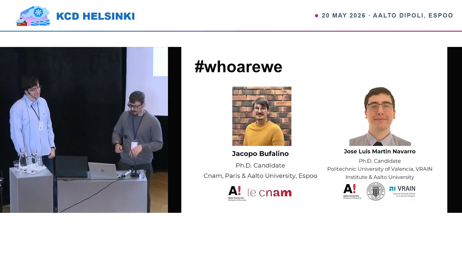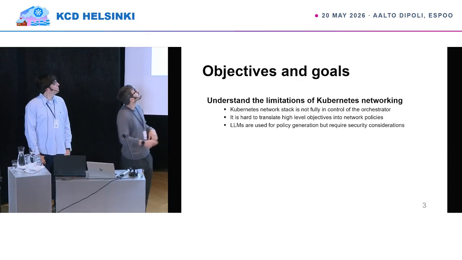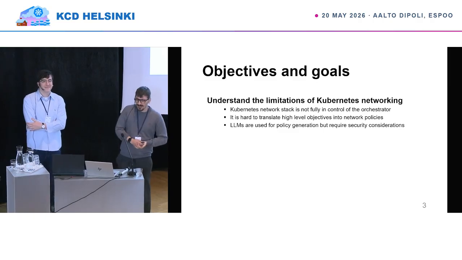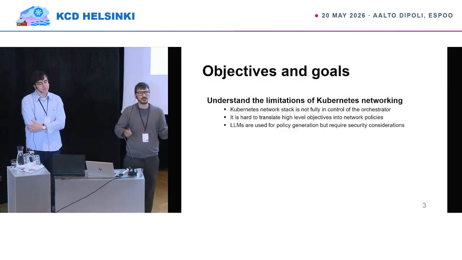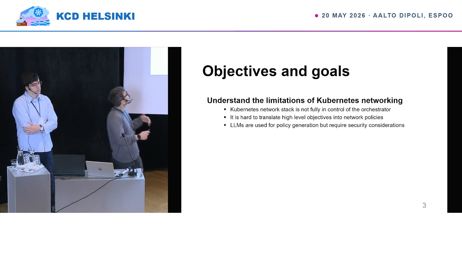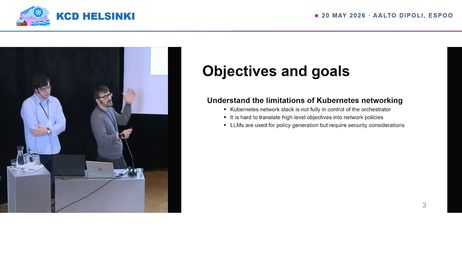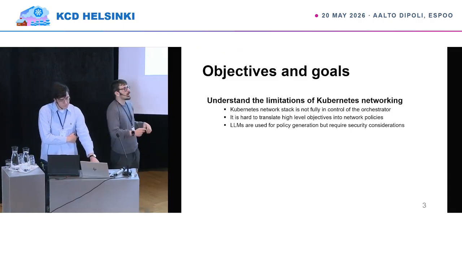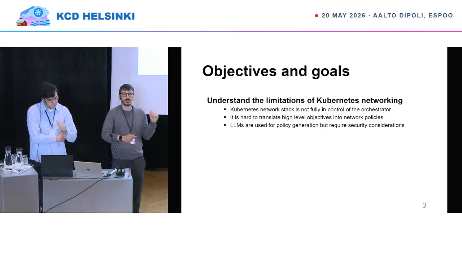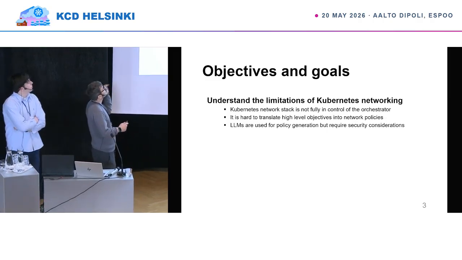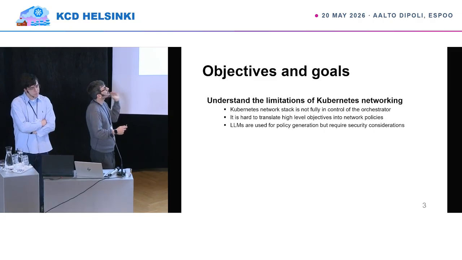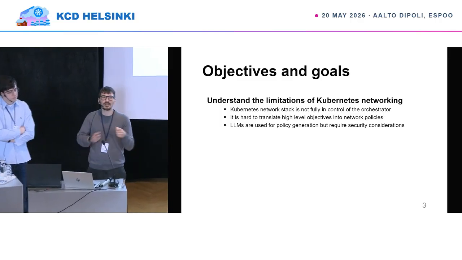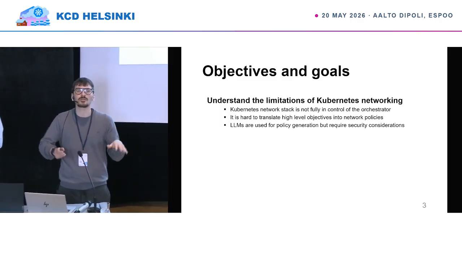Okay, so what are we gonna talk about today? Today we will bring you to our PhD journey, which spans across the Kubernetes networking stack. We're gonna start with our main objective, that is understanding the limitation of Kubernetes networking, at least how it is used today. And to do that, we're gonna go through three main research questions. First, we want to show how and why the Kubernetes network stack is not fully in control of the orchestrator, meaning that Kubernetes doesn't know that much about the underlying networking.